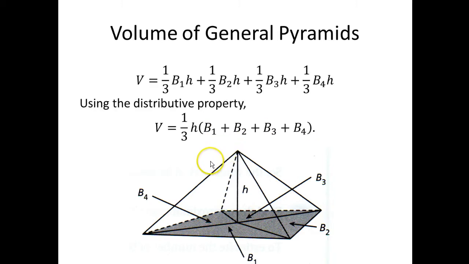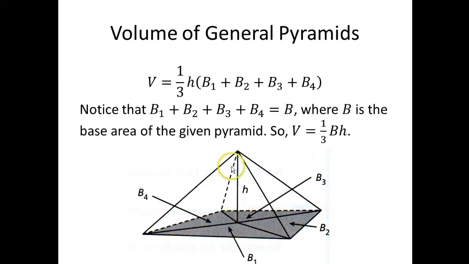The next thing I'm going to do is use the distributive property. I'm going to factor out the common factor of all 4 terms here. Notice that they all have a common factor of 1/3 h. So I'm just factoring that out using the distributive property, and that leaves me with the sum of all the bases of the wedge pyramids. But it just so happens that the sum of all the bases of the wedge pyramids is just the base area of the pyramid as a whole. So the volume of this pyramid is just 1/3 times the base times the height.